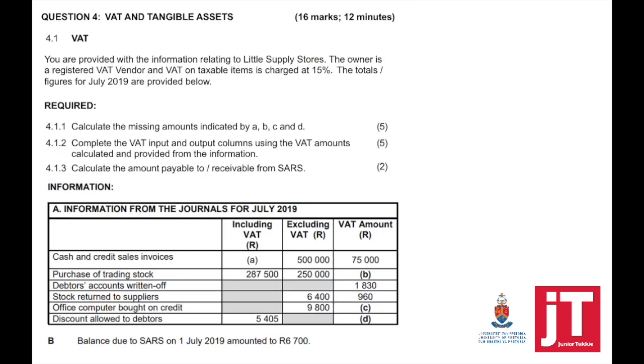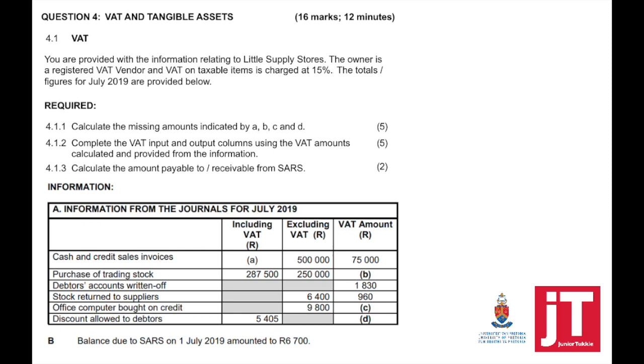Question 4.1 VAT. You are provided with the information relating to Little Supply Stores. The owner is a registered VAT vendor and VAT on taxable items is charged at 15%. The totals or figures for July 2019 are provided below.